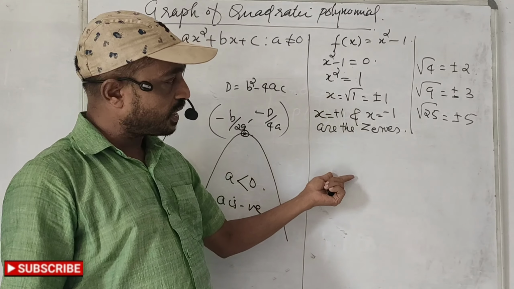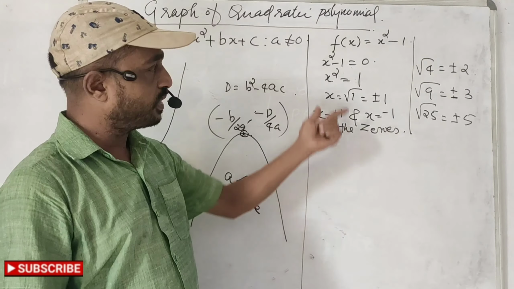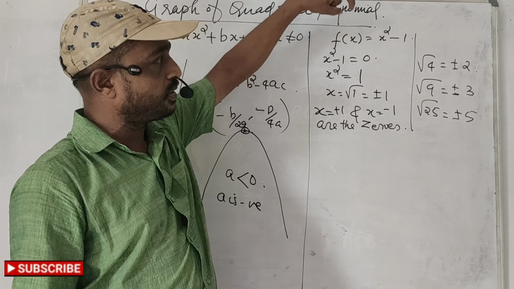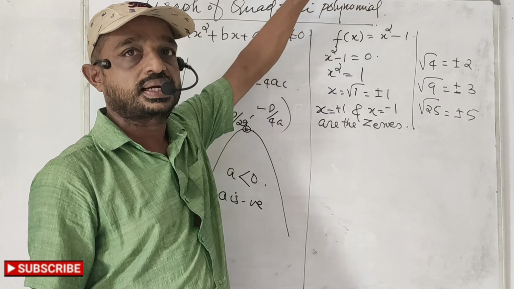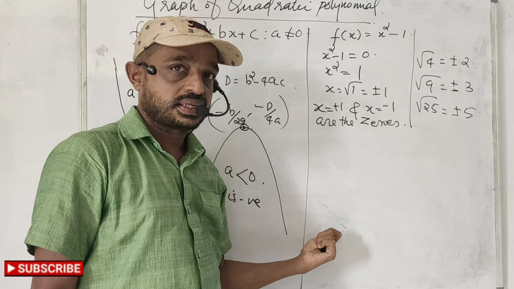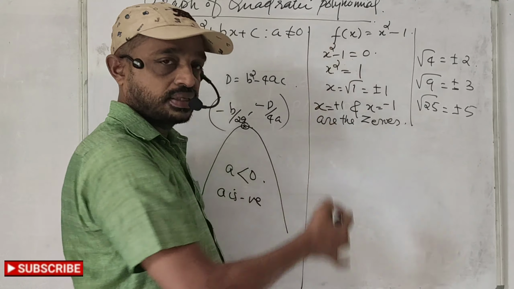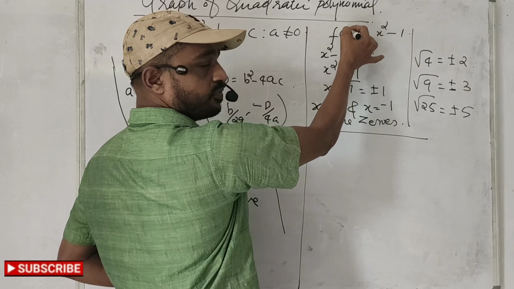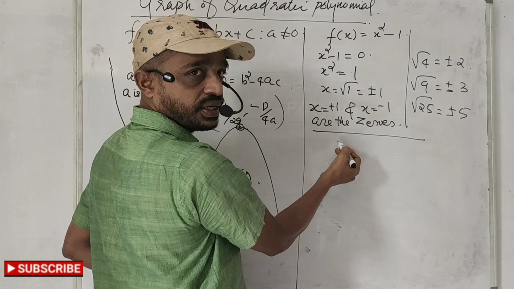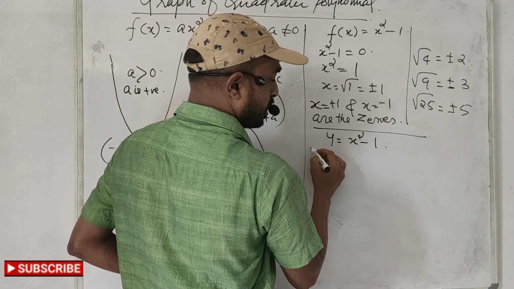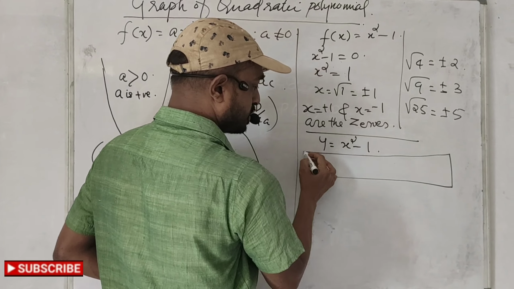Now let us try to verify it graphically. So how will you verify it graphically? How will you find out the zeros of a polynomial graphically? Just draw the graph of the polynomial and obtain the point of intersection of the graph with the x-axis. First, let us try to draw the graph. So to draw the graph, what is f(x)? f(x) is taken as y. So y = x² - 1. How will you obtain the points?